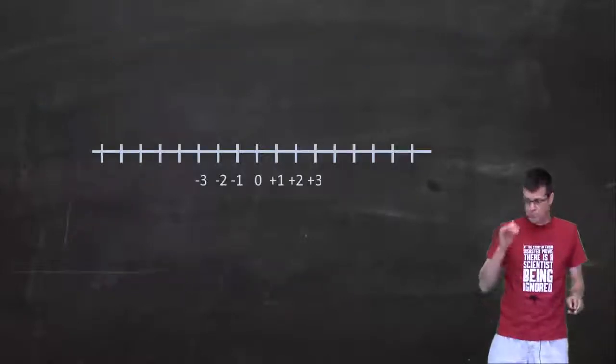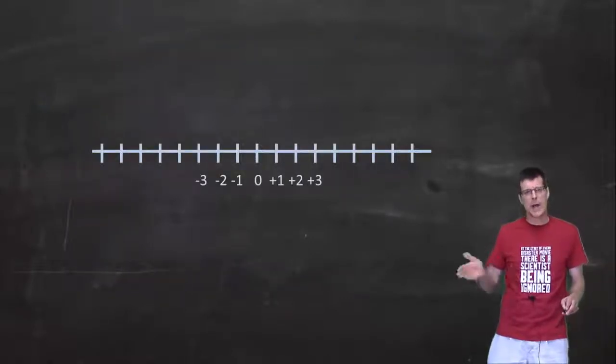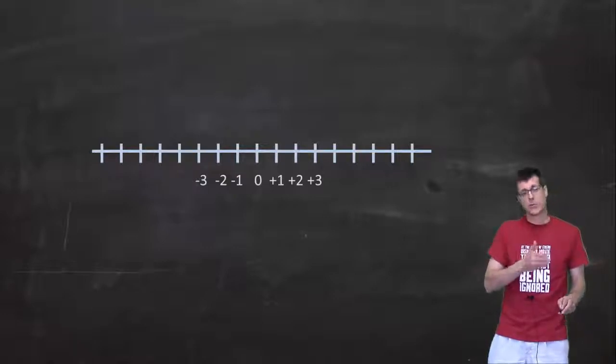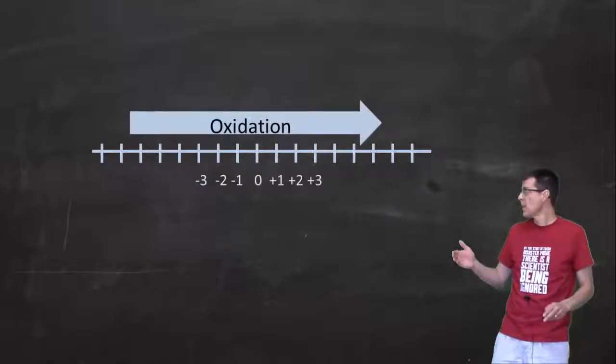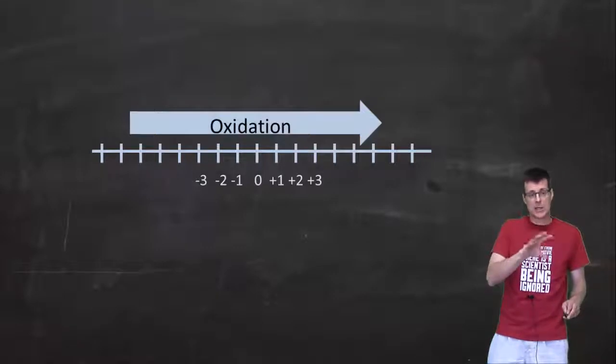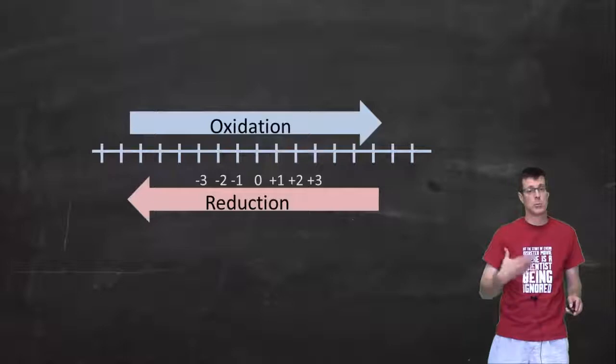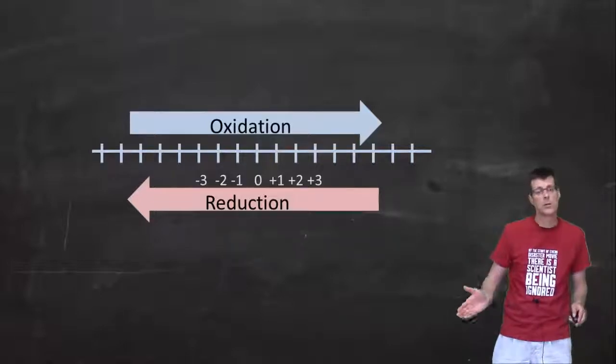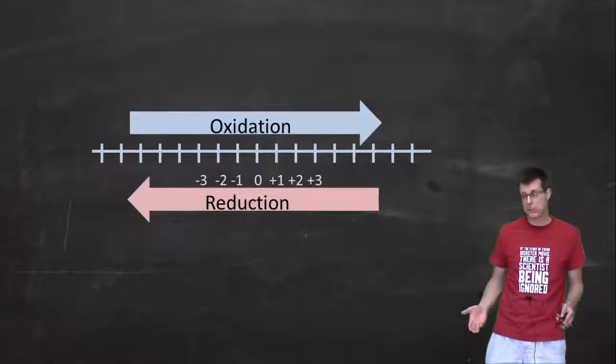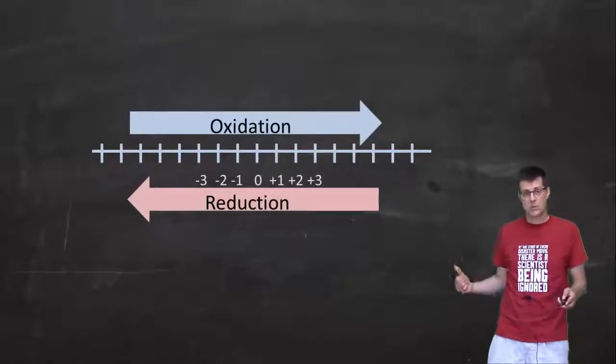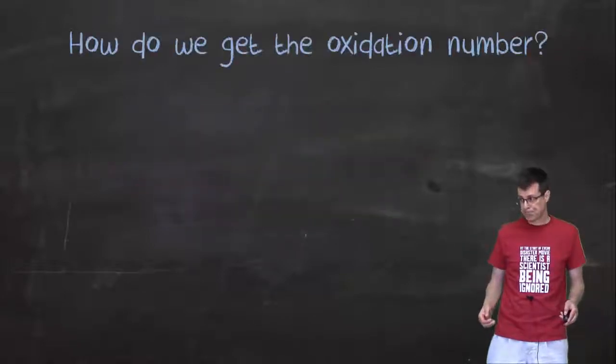So if we think about a number line, let's take away electrons first. I'm going to be taking away negative charge. The resulting thing is going to become more positive. If I throw more negative charges on, that resulting thing will become more negative. So I'm going up in oxidation number, down in oxidation number.